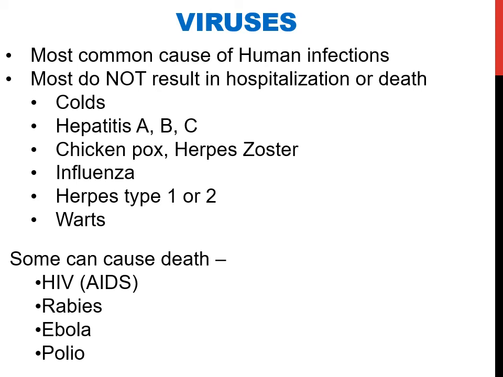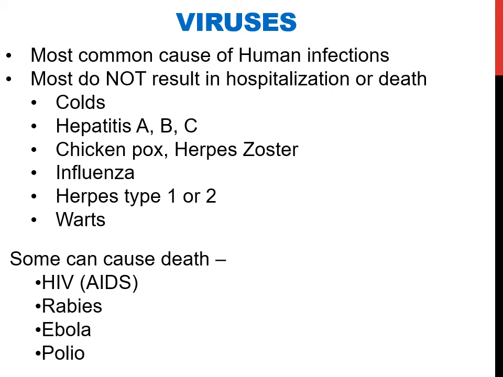Okay, some viruses are much more lethal, such as HIV. If HIV is untreated with a cocktail of medications, it will lead to immune destruction and death from typically opportunistic infections, right? So once you develop AIDS from the HIV virus, you often start to develop a lot of opportunistic infections, many of which are deadly.